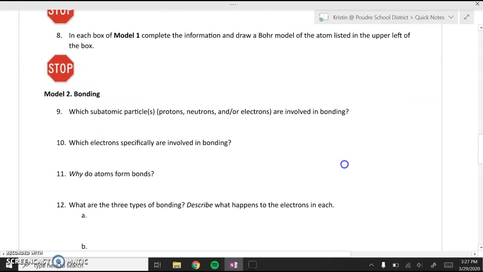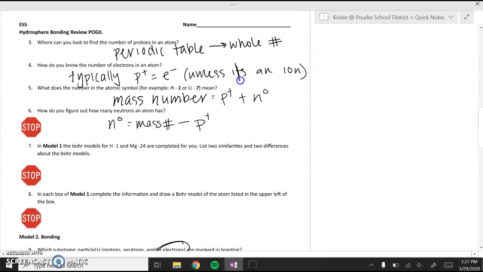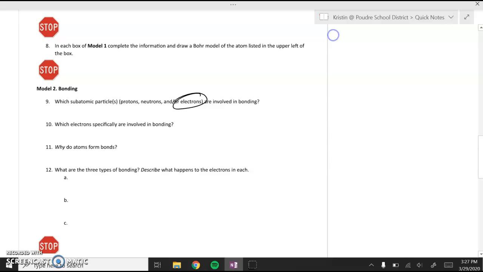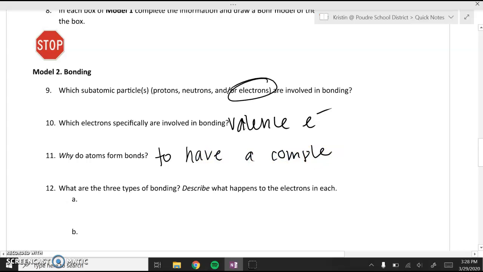Okay, so now we're going to move on to model 2, which is bonding. So the subatomic particles active in bonding are the electrons, and specifically the valence electrons are involved. Why do atoms form bonds? They want to have a complete octet. So they want to have 8 valence electrons.